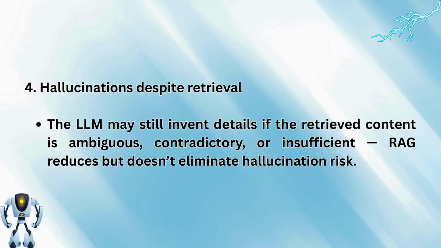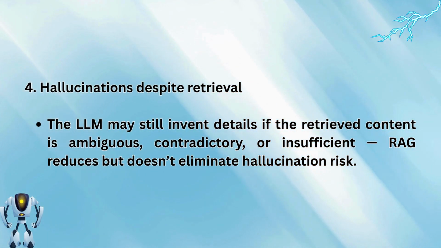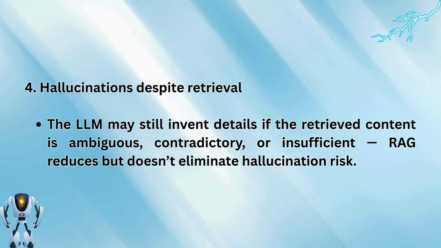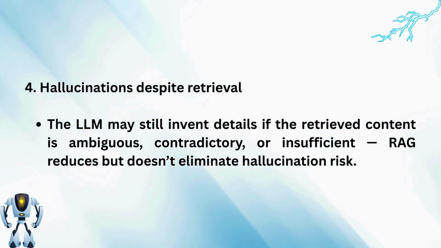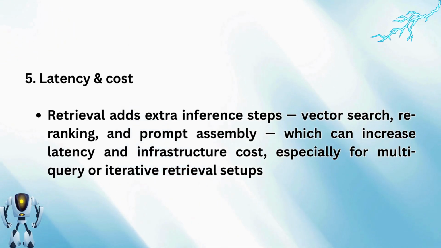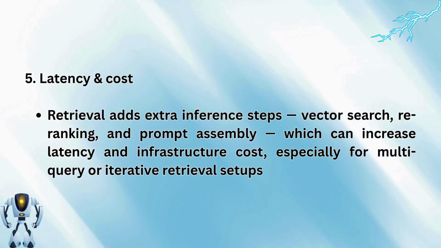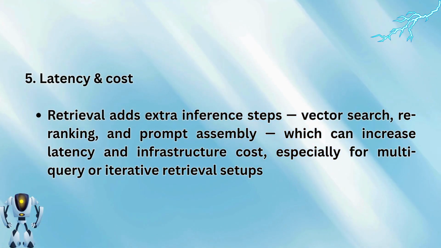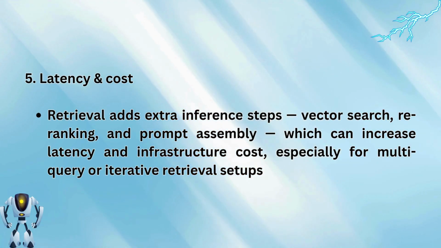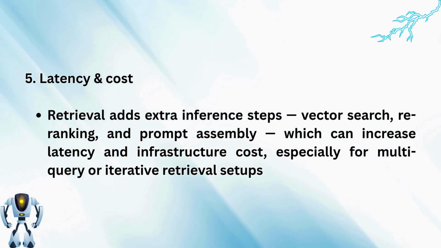4. Hallucinations despite retrieval. The LLM may still invent details if the retrieved content is ambiguous, contradictory, or insufficient. RAG reduces but doesn't eliminate hallucination risk. 5. Latency and cost. Retrieval adds extra inference steps, vector search, re-ranking, and prompt assembly, which can increase latency and infrastructure cost, especially for multi-query or iterative retrieval setups.